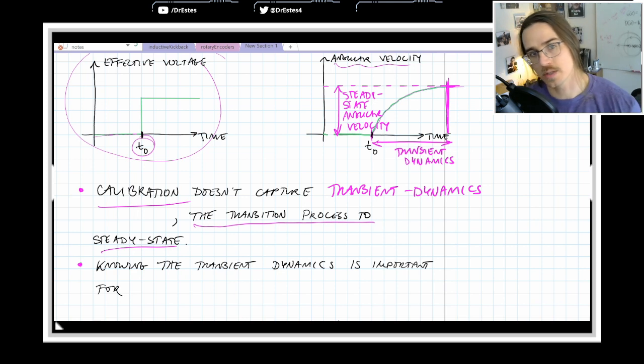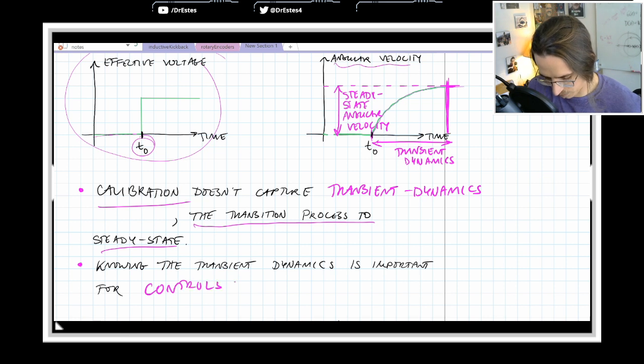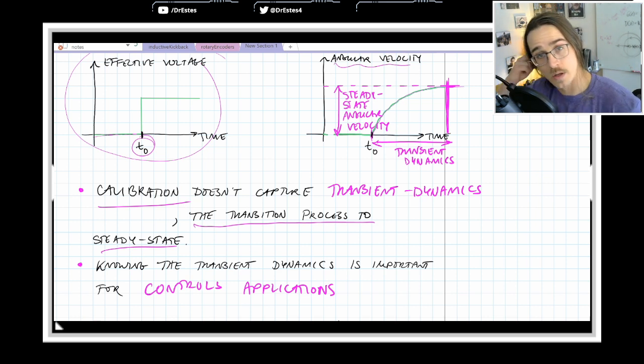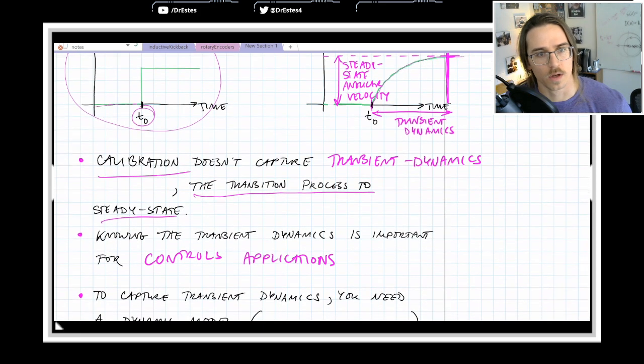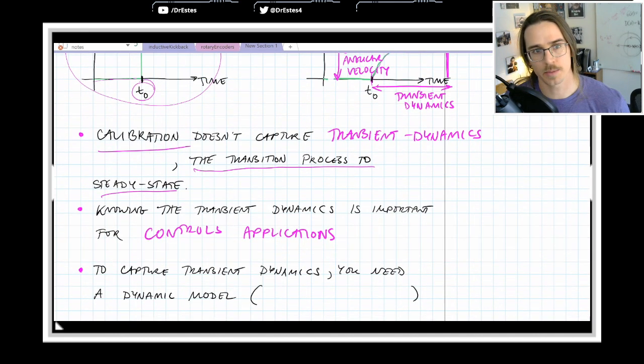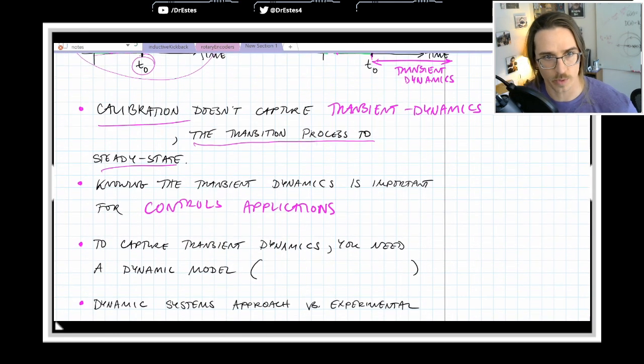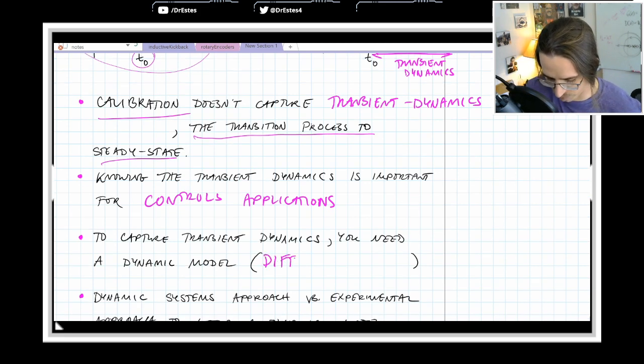So is it important to know the transient dynamics? Yes, well, depending on your application. But in general, for controls applications, like that little balancing robot, aircraft, and so on, you do need to know those transient dynamics characteristics. To capture transient dynamics, you need a dynamic model. What do we mean by a dynamic model? Well, it's everyone's favorite math, differential equations.